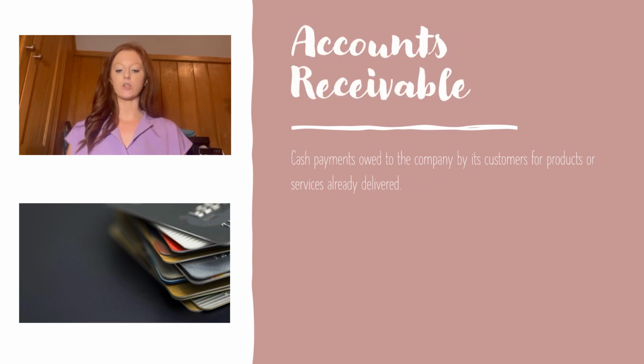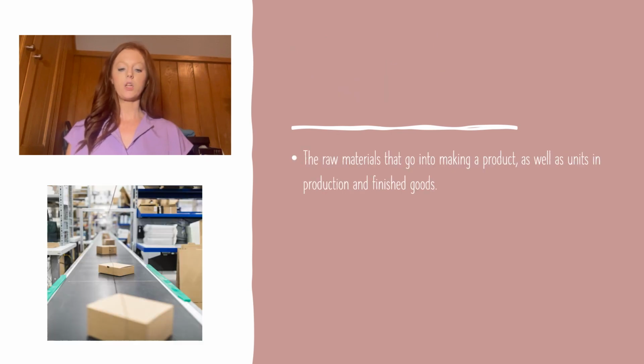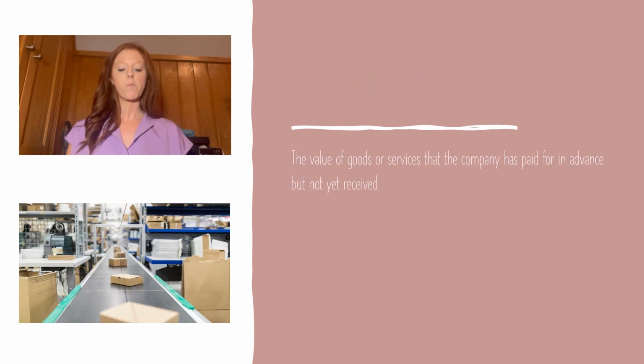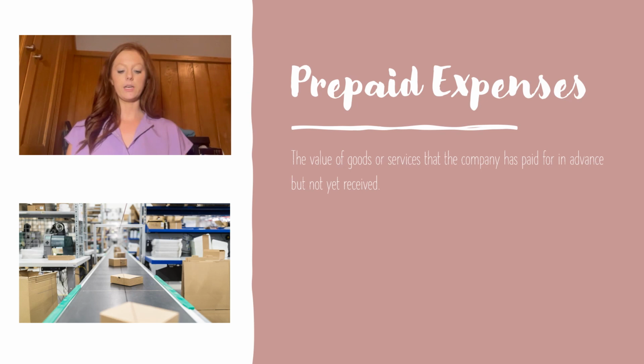The third one is accounts receivable. These are cash payments owed to the company by its customers for products or services already delivered. The fourth one is inventory. This is the raw materials that go into making a product, as well as units in production and finished goods. And the last one is prepaid expenses. This is the value of goods or services that the company has paid for in advance but not yet received.